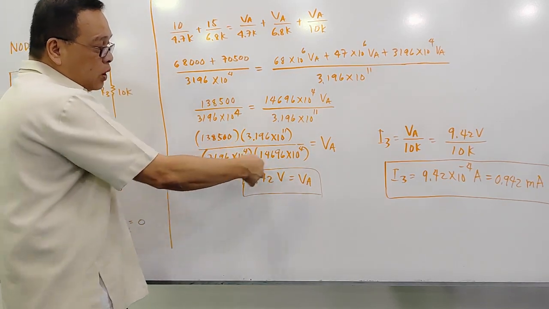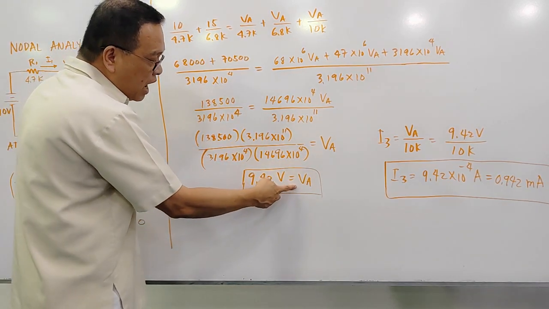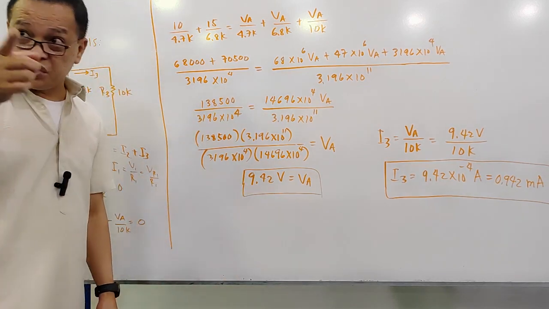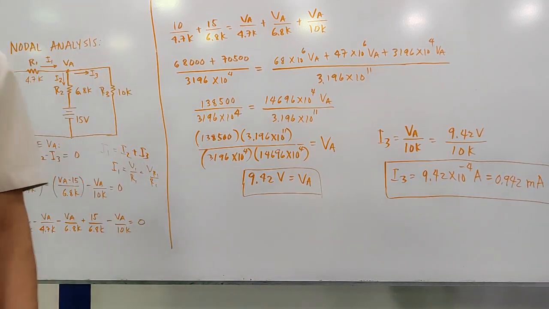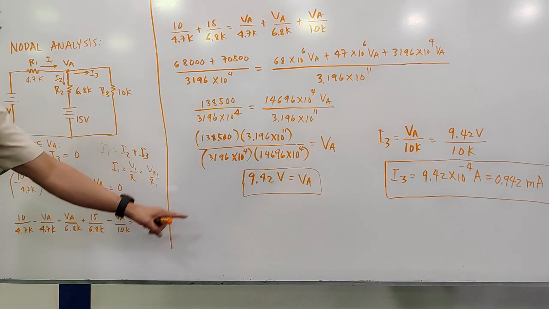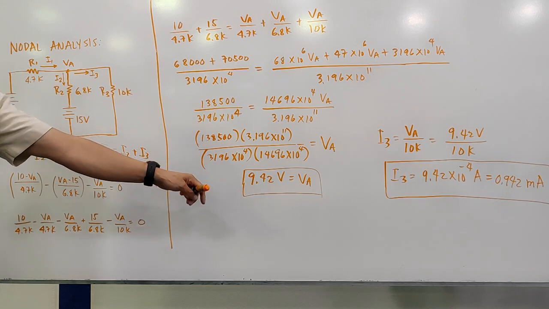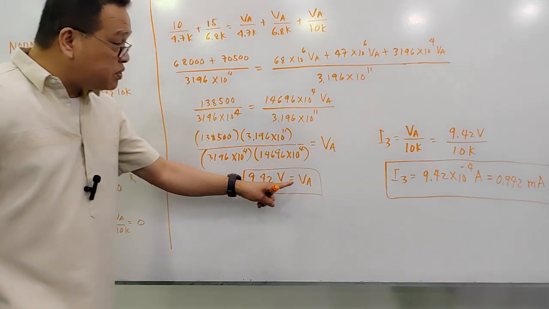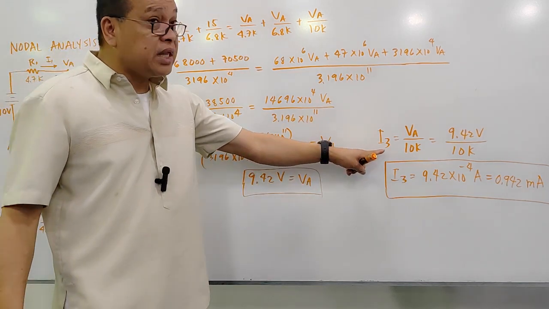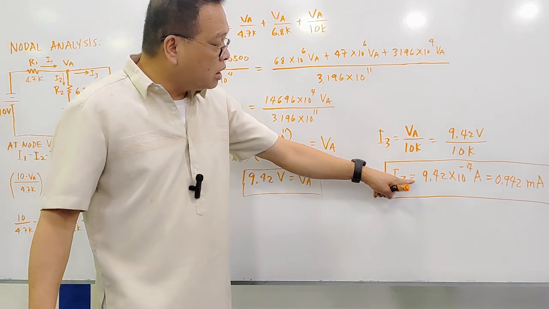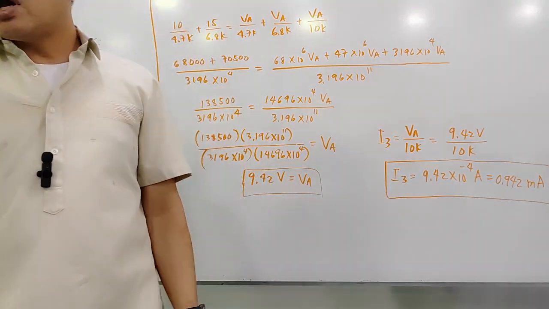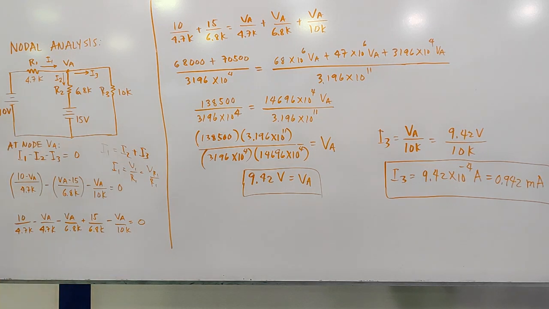By calculating these numbers, you will have a value of 9.43, which is the same in our table. What did you get? 9 point something, 9.5, right? 9.42 by theory, by calculation. After you get VA, it is easy to get I3, which is IR3. VA is 9.42 over 10 kilo. That will give you the current IR3, I3. Alright, now, I know that, okay, tell us.